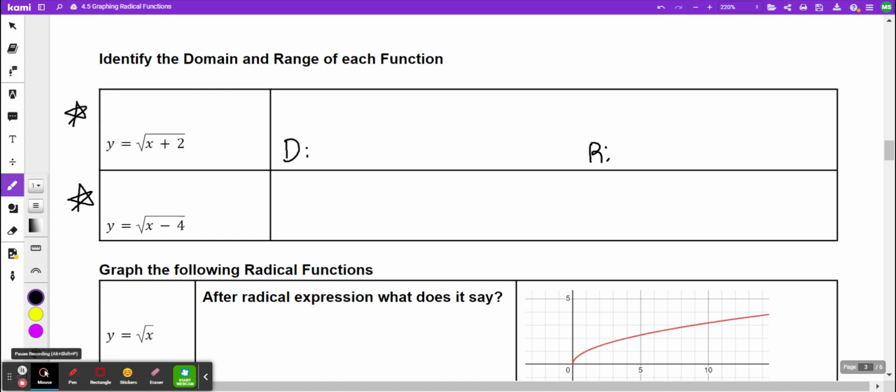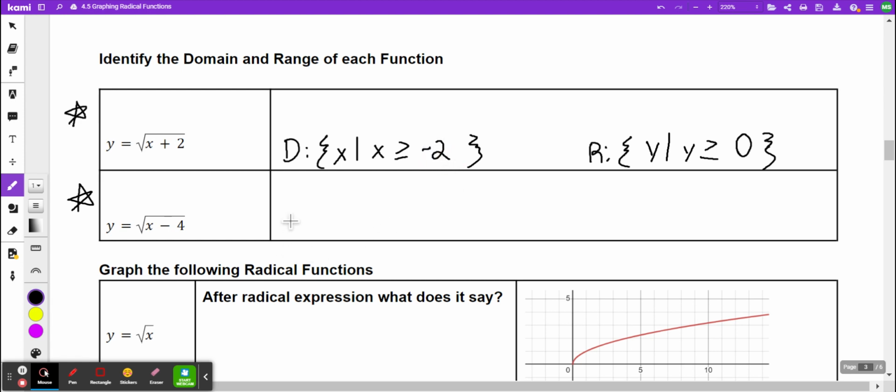3, 2, 1. All right, so for the range, we're not moving it up or down. We're just moving it right or left. So it's still going to be 0. But then if we look over here, we're going to be moving this to the left 2. So we're going to start at negative 2 right here. All right, go ahead. There's going to be a question on this. Domain. Go ahead and fill this one out, okay? We're going to go on. This will be a little quick question for you on the Edpuzzle.